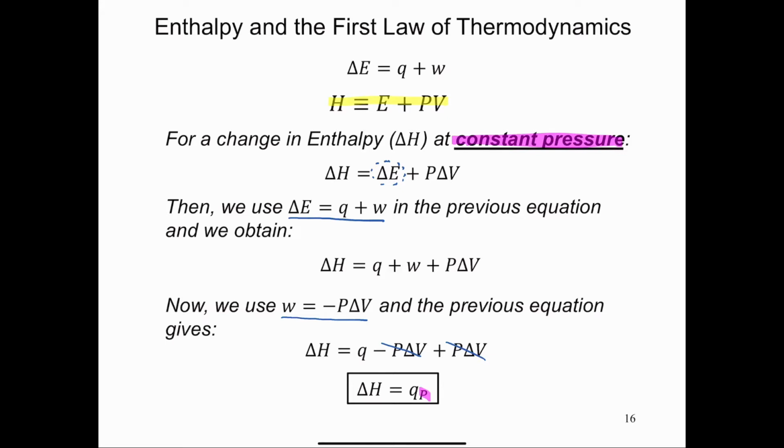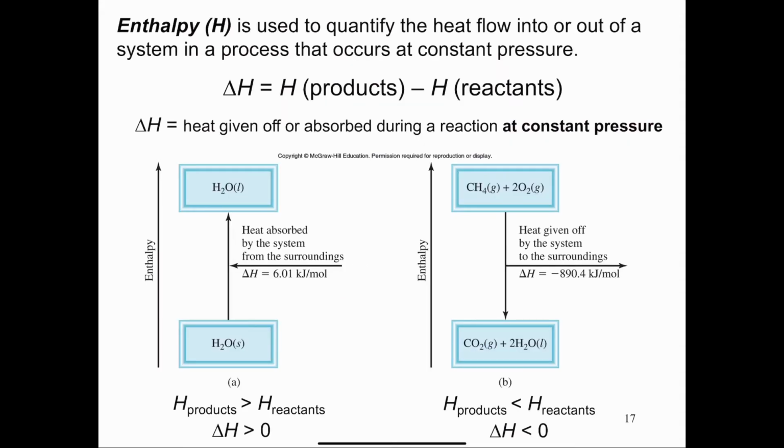For most changes that occur at constant pressure, delta H is more relevant than delta E and easier to obtain. In order to find delta H, we measure the heat at constant pressure only, and we don't have to consider the pressure-volume work. To recap, enthalpy is used to quantify the heat flow into or out of a system in a process that occurs at constant pressure. And you'll see that we'll do a lot more calculations that involve delta H than delta E, because usually when we're doing experiments in the lab, we do them at constant pressure in a vessel that's going to be open to the environment.